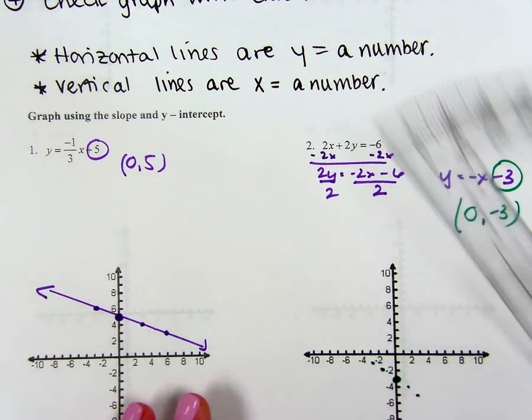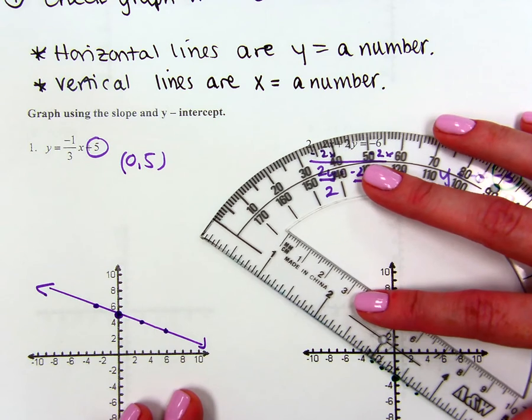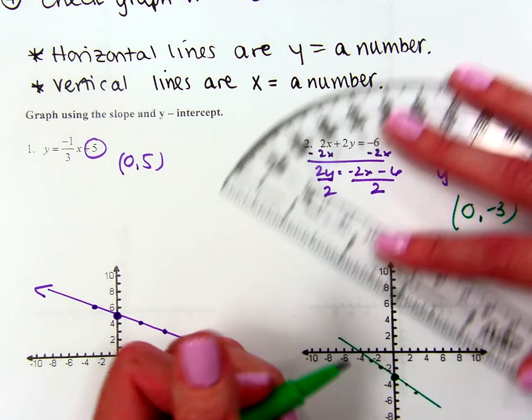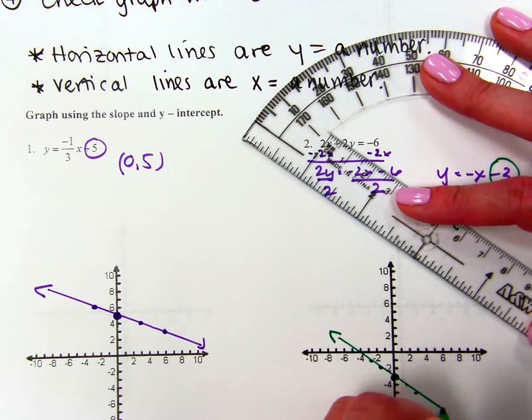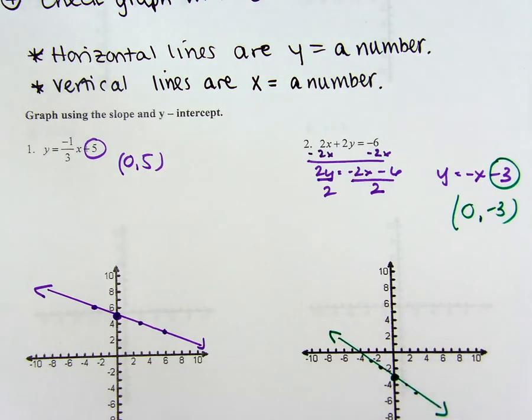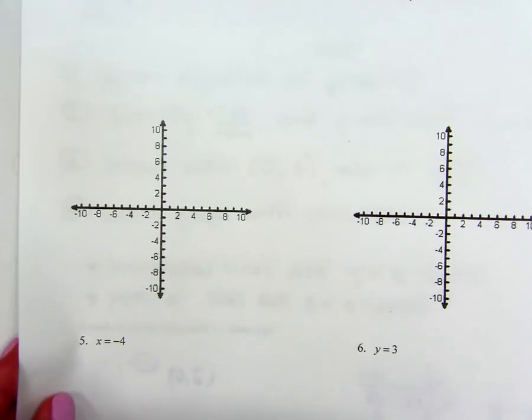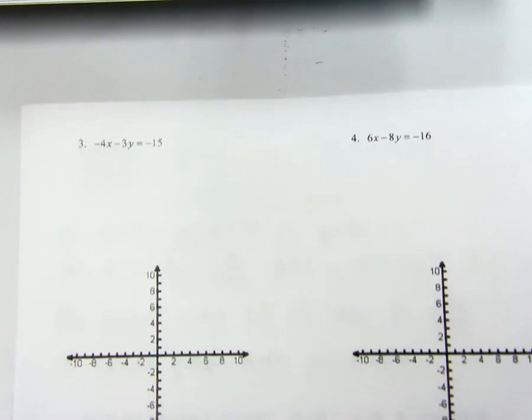Okay. Once I have a couple points there, I grab a straight edge, a ruler. If you don't have a ruler, you can fold a piece of paper in half and then draw in my graph there. So there's 1 and 2. Let's do the sample problems on the back.